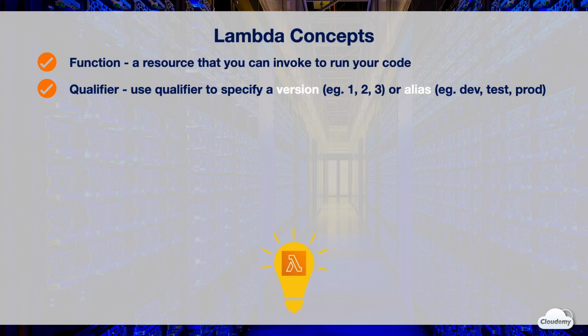An alias is a pointer to a version, and can be updated to map to a specific version, or split traffic between two versions. You can create multiple aliases for your Lambda function. For example, you can use aliases for your development, testing, and production environments.